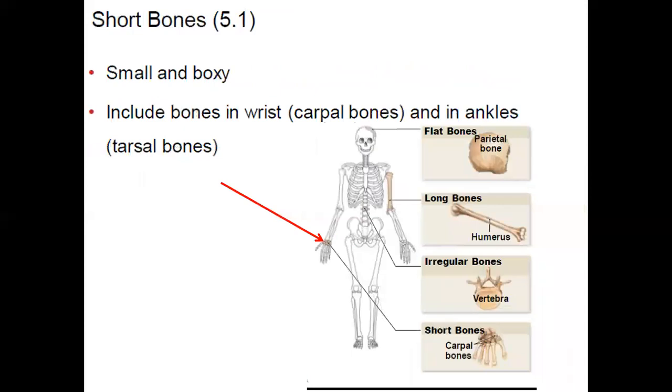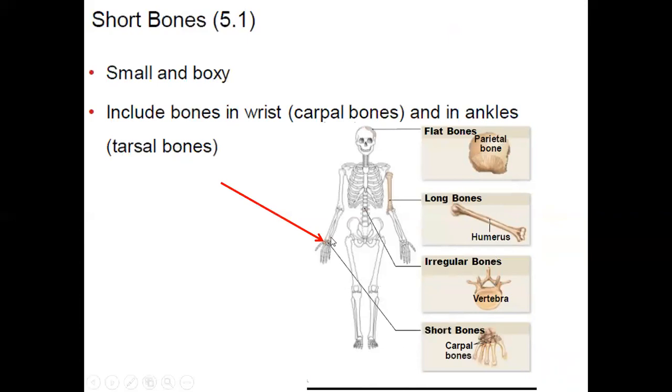Short bones are small and boxy. You have short bones in your wrist. They're called your carpal bones. So flex and extend your wrist, move it around, and right where your lower arm, your forearm, meets your hand is your wrist, right?